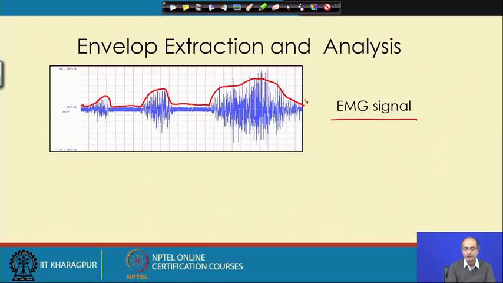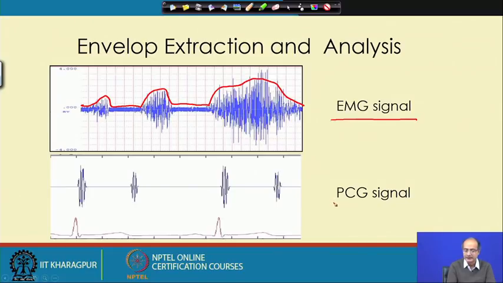Now, if we look at the EMG signal, the main components are within say 200 hertz, some components go up to 1000 hertz, but if we look at the envelope, the maximum frequency could be 20 hertz. So, this is one situation we get. Let us look at one more such example.